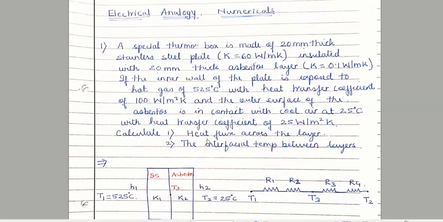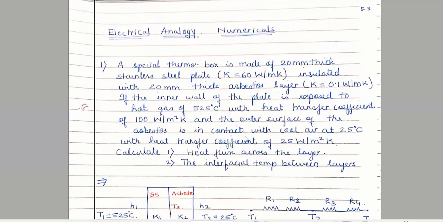What you are supposed to find out is the heat flux across the layer and the interface temperature. I will try to make the numerical simple for you. This is basically a thermos. All of you have seen it. A thermos is used to keep a hot fluid hot and a cold fluid cold for a particular period of time. We usually use a thermos, for example, to keep tea hot for a longer period of time.